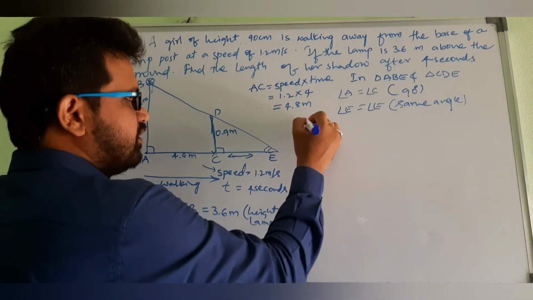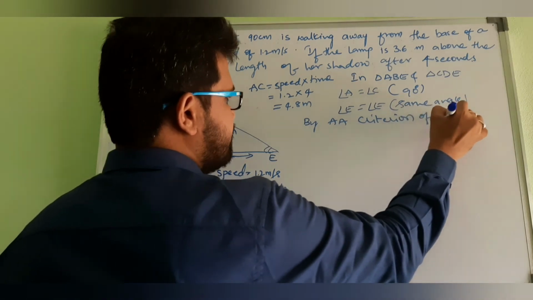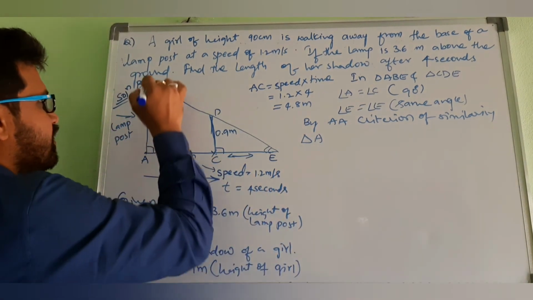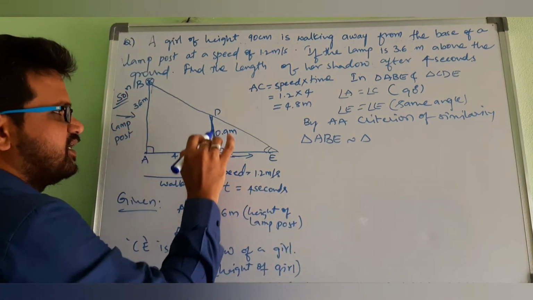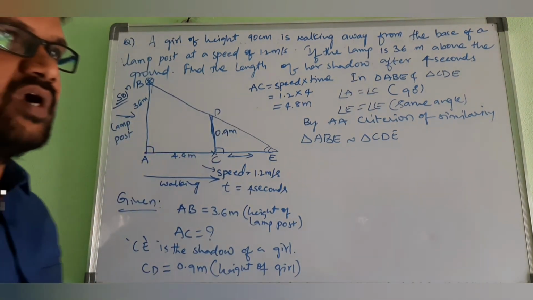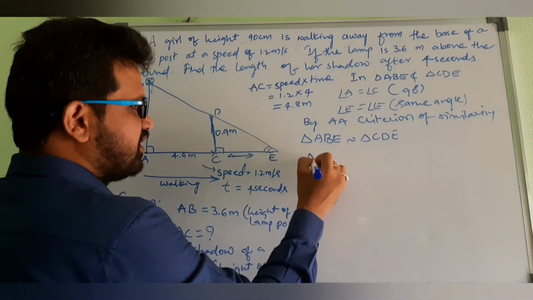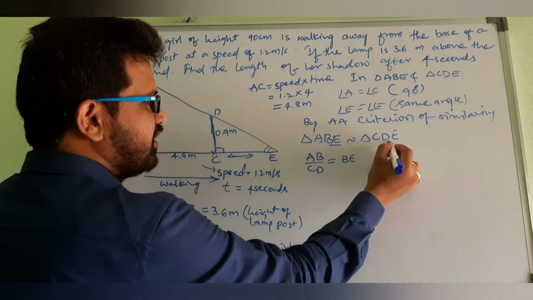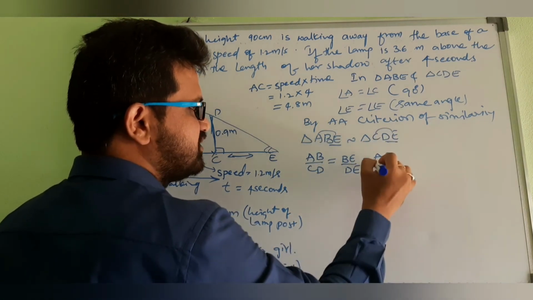So write, by AA criteria of similarity, triangle ABE is similar to triangle CDE. If these two triangles are similar, corresponding angles are equal and corresponding sides are proportional. So we can write AB by CD is equal to BE by DE is equal to AE by CE.